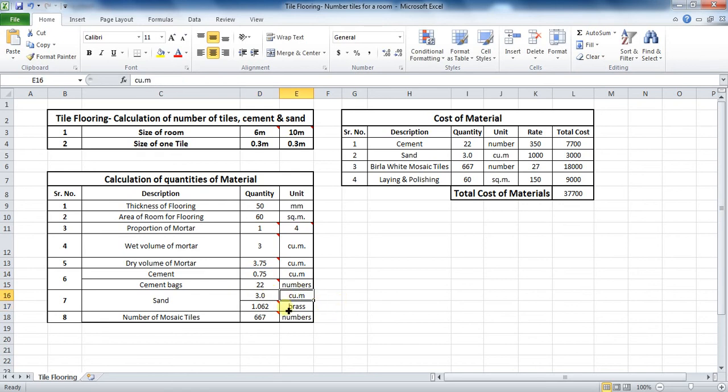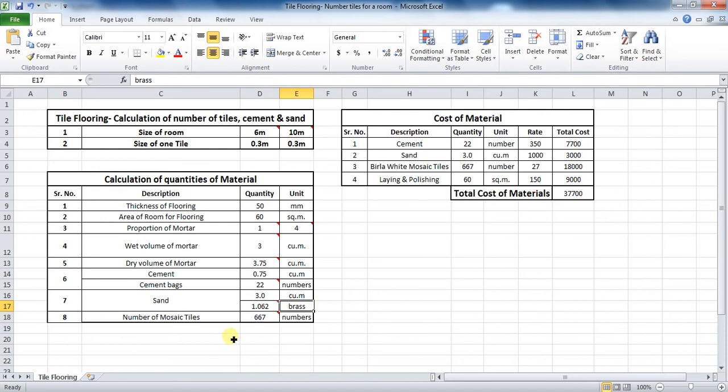We know that 1 cubic meter is equal to 0.354 brass. Therefore, to calculate the quantity of sand in brass, use formula as equal to bracket start cell D16 into 0.354 bracket close, which is equal to 1.062 brass.